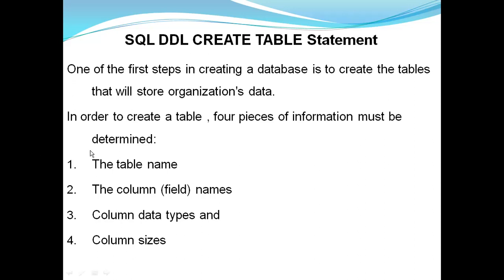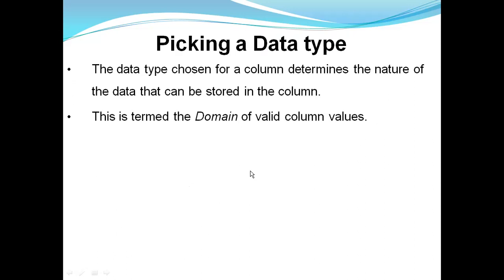So हमारे पास चार चीजें होनी चाहिए. टेबल का नाम, कॉलम का नाम, column data type, and column size. Out of these four, we already have table name with the help of entity, column name with the help of attributes, data type we are going to discuss, and size will depend on the data type and your requirement. So let's start with picking a data type.